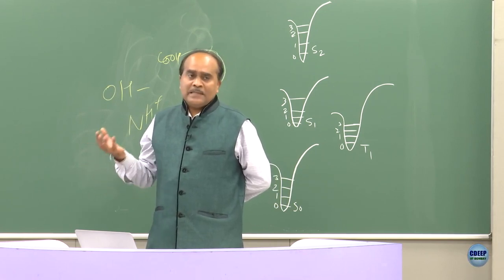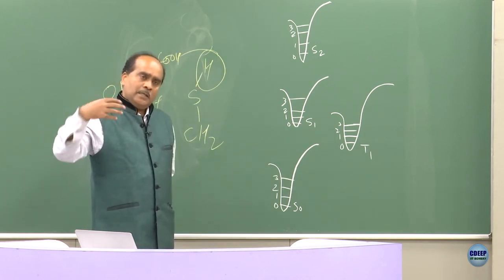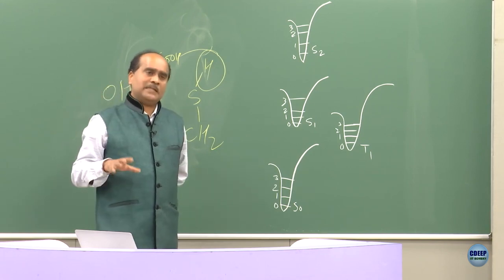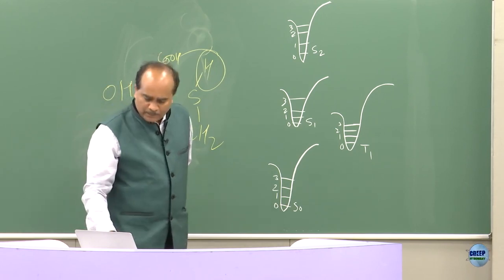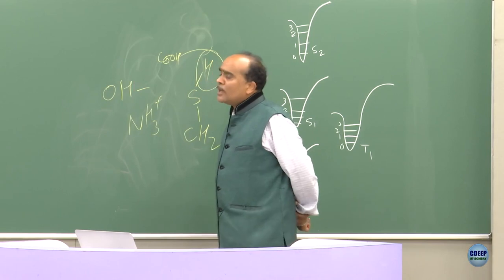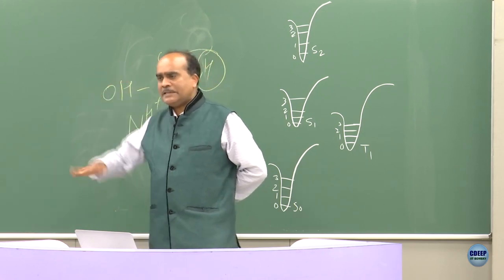consideration in fluorescence. It is used for studying many things, how much tryptophan is exposed to the solvent, how much it is buried inside. So a lot more about conformation can be studied using quenching. Now, quenching is an external factor with lots of practical applications. In the presence of a quencher, for example acrylamide, which is a quencher, it quenches the fluorescence. Quencher molecules decrease the quantum yield. If the quantum yield is like 0.5 and you add quencher, depending upon concentration, it decreases the quantum yield.